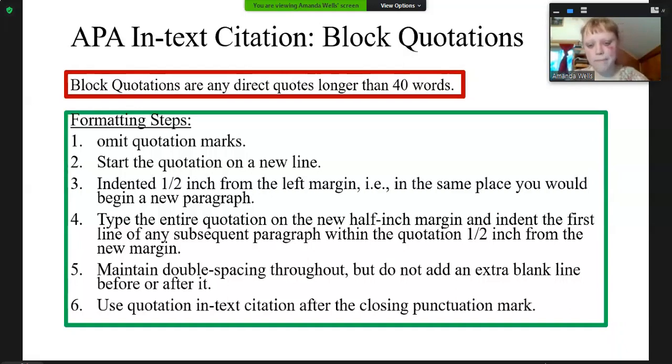It's kind of interesting. I'll show you an example in a minute. You want to maintain a double spacing throughout, just like the rest of your paper. You don't want any extra blank lines before it or after it, no fancy marks. Just keep your paper running smooth with that double spacing. And then for citing it, you're going to just use the quotation in-text citation, just like you would for a regular quote.